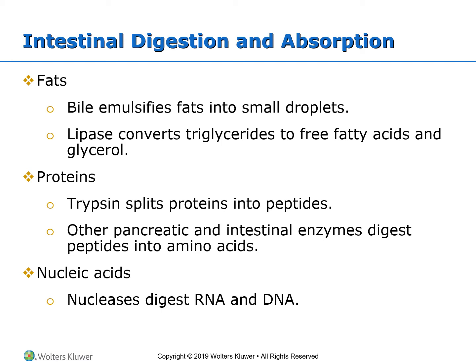At the level of the small intestine, at the brush border of the cells, they will have some enzymes also, and we have lactase, maltase, and sucrase that will digest these saccharides into monosaccharides.